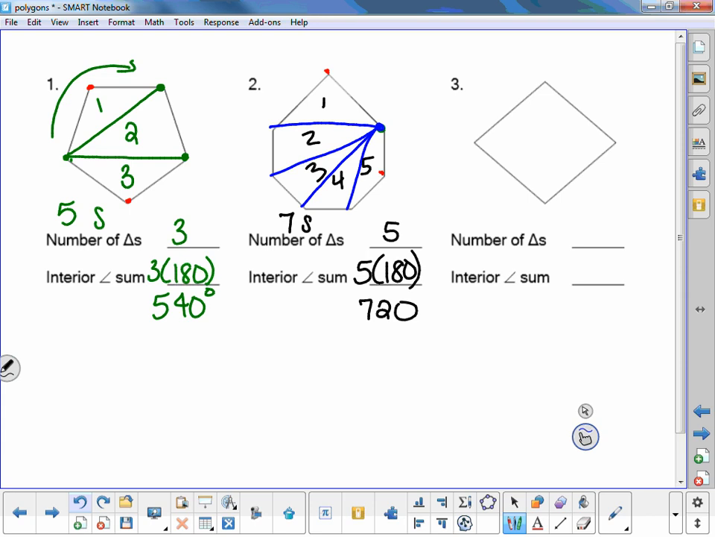Oh, I'm sorry, 900. I'm off. All right. Now, this has 4 sides. Let's see how many triangles. If I start here, the only diagonal I can go to is right there. Here's the key. You pick one vertex to start at, and that's the only one you create lines from. So this has 4 sides, which means 2 triangles. 2 times 180 equals 360 degrees.